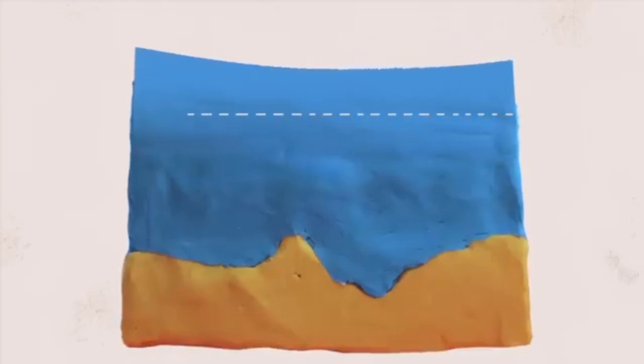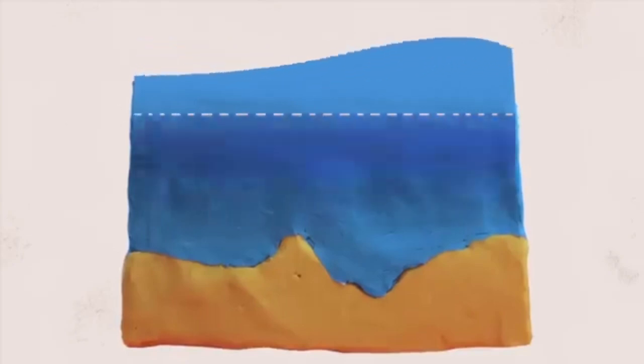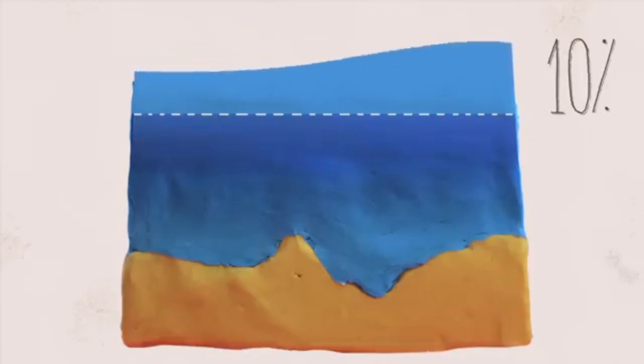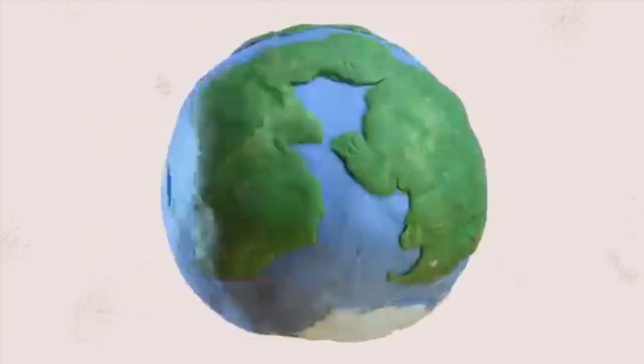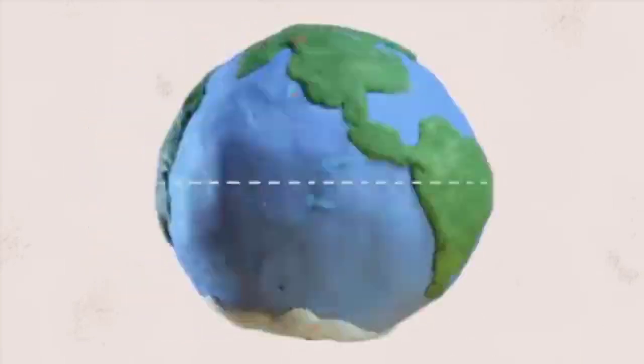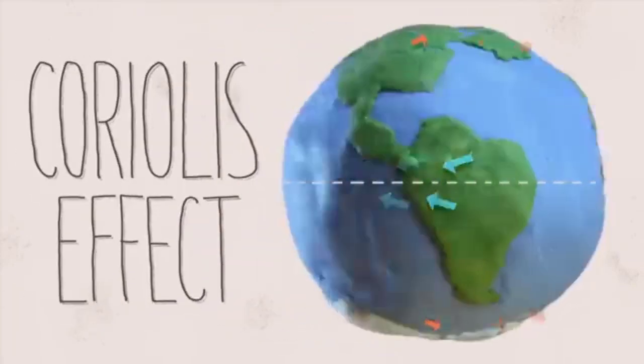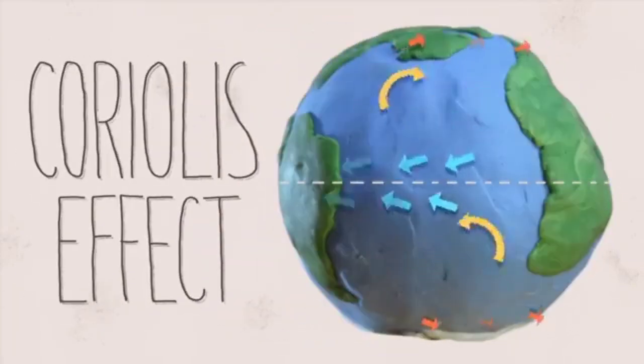Ocean currents have two types, surface currents and deep ocean currents. Surface currents affect the top 10% of the ocean's water, while the deep ocean currents influence the remaining 90%. Surface currents are primarily driven by wind and tides. Wind blowing over the ocean drags the top layers of the water, which in turn pull on the layers beneath. Surface currents form large loops called gyres, which rotate clockwise in the northern hemisphere and counterclockwise in the southern hemisphere due to the Coriolis effect.